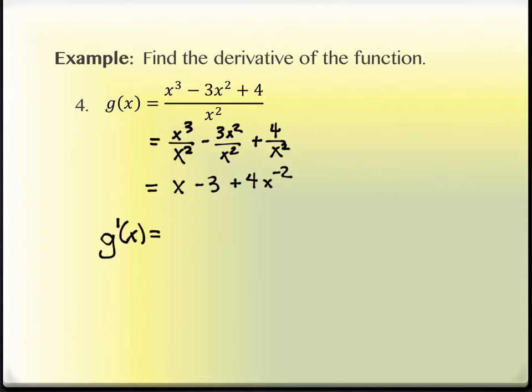What's the derivative of x? 1. It's 1. So there's an understood coefficient in front here, 1. Right? And the derivative, 1x is a line. So the derivative of a line is its slope, 1. So it is 1. What's the derivative of the negative 3?